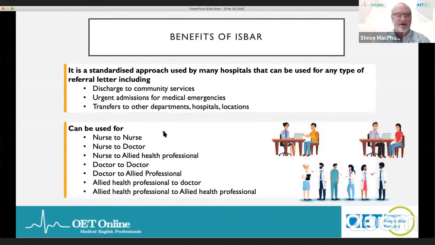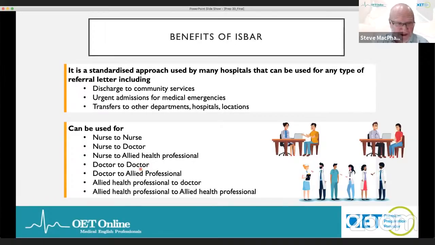Lastly, very good for nurse-to-nurse communication. It's professional communication. Nurse-to-nurse, nurse-to-doctor. That's a very common task nowadays with OET, the nurse-to-doctor task. So really good for that to help you focus. Nurse-to-allied health professional. Also, again, it allows you to focus on your audience, whether it be an occupational therapist, a physiotherapist, a speech pathologist, a dietitian, whatever it may be.